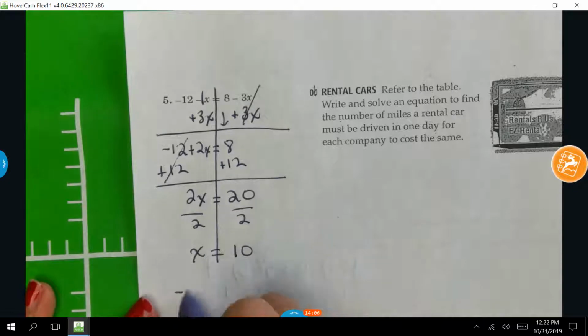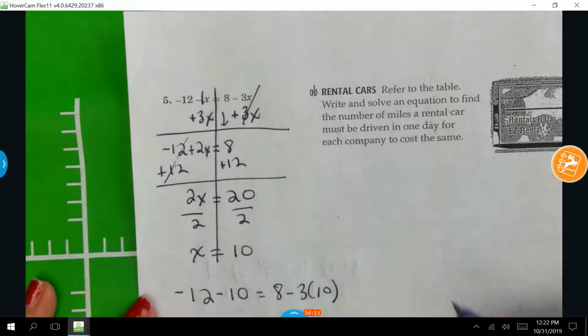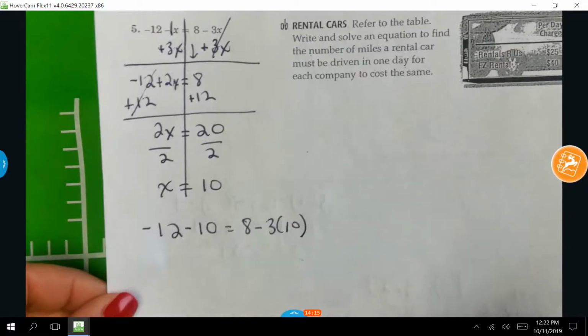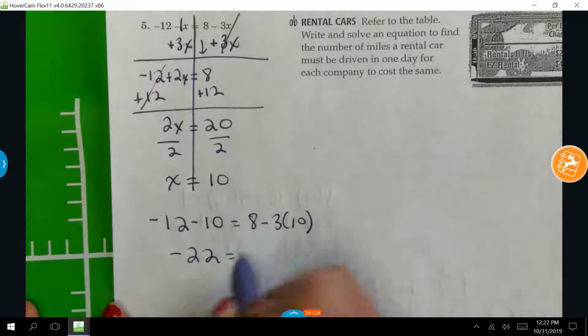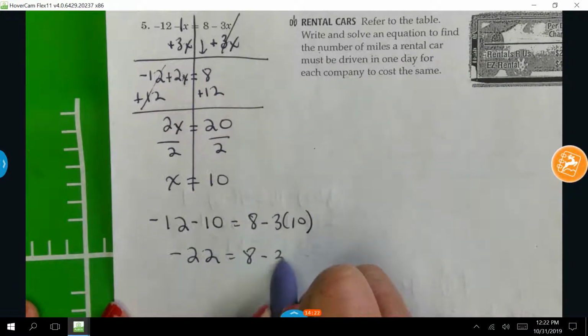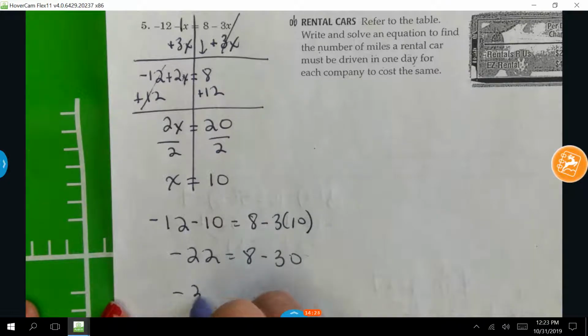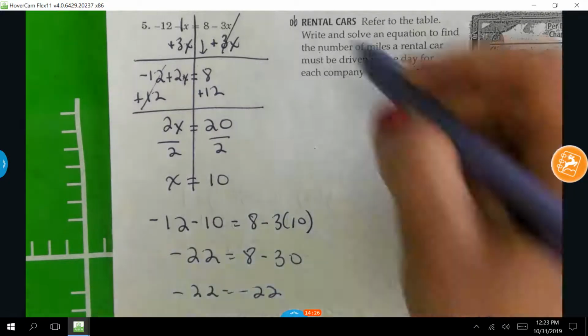So your check would be -12 minus 10 equals 8 minus 3 times 10. You always go back to the original. So -12 minus 10 is -22. And then 8 minus 30 will also give you -22.